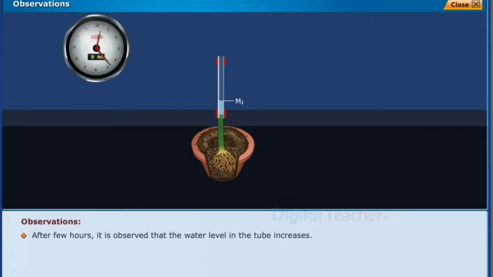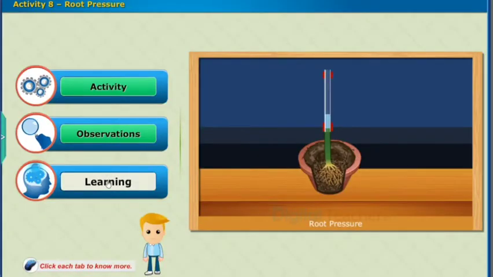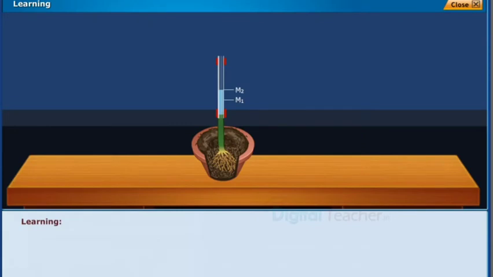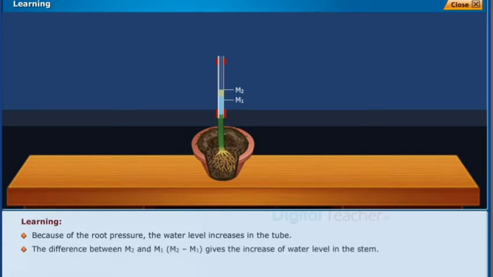After a few hours, it is observed that the water level in the tube increases. Mark the water level as M2. Because of the root pressure, the water level increases in the tube. The difference between M2 and M1, M2 minus M1, gives the increase of water level in the stem.